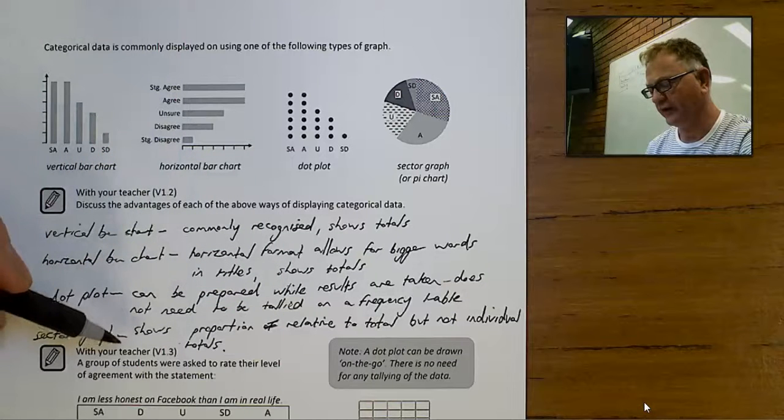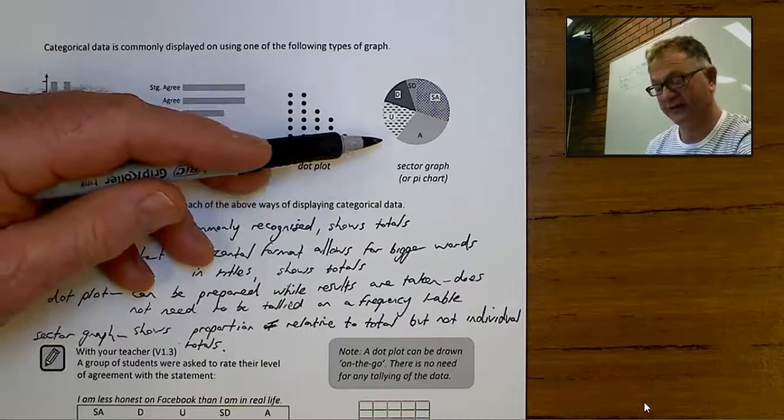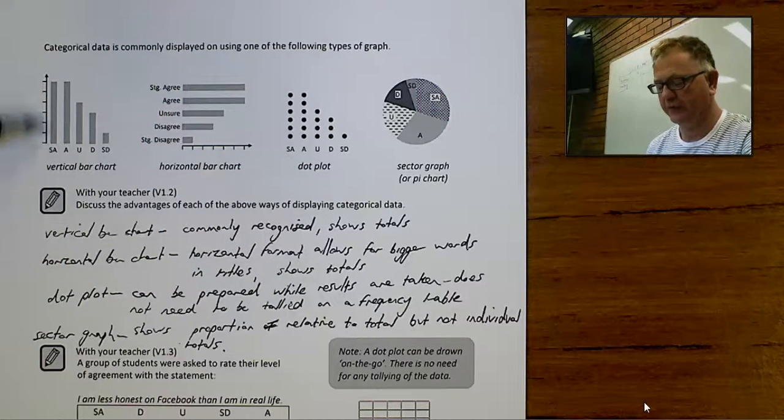What you miss out on, though, is the actual total. You can't see from this graph how many people agreed. You can see what percentage, but you can't see the number of people that agreed, which you could do on all of the other forms of the graph.